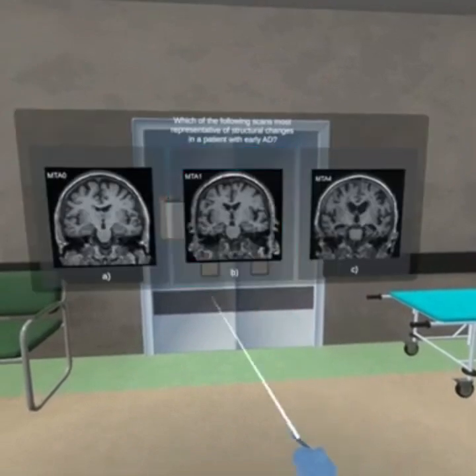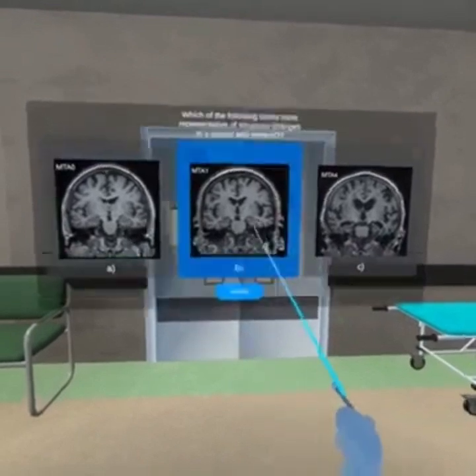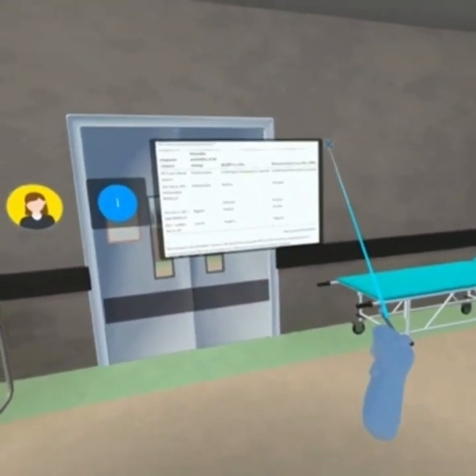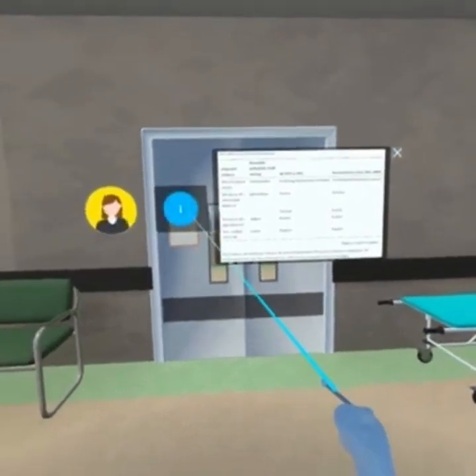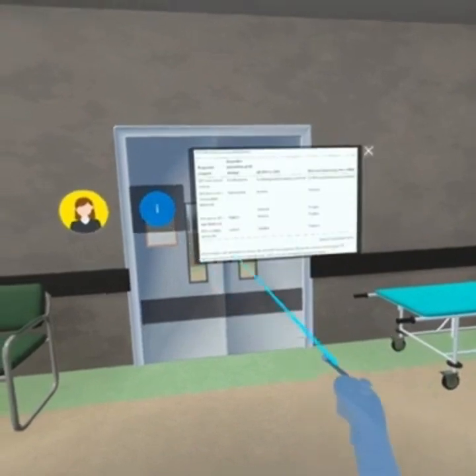Here is a second question. We learned from the test results that our patient has a provisional diagnosis of mild Alzheimer's disease based on positivity for amyloid beta and markers of neuronal injury.